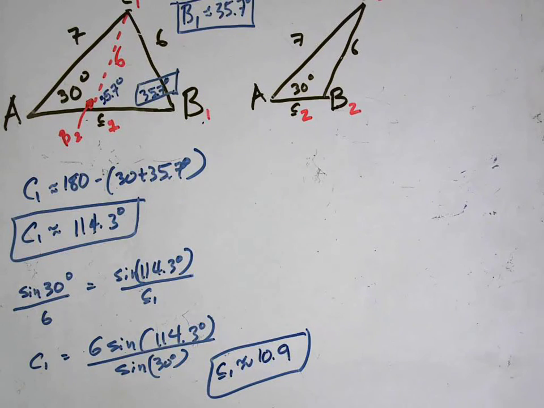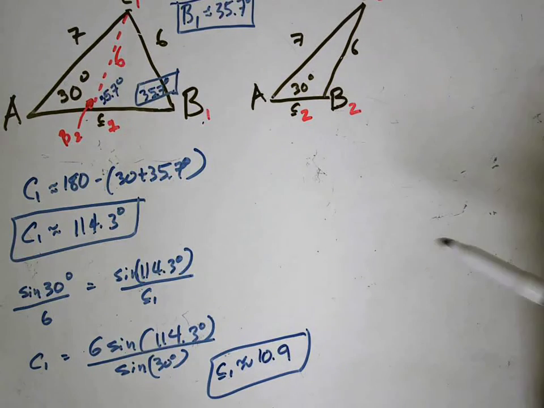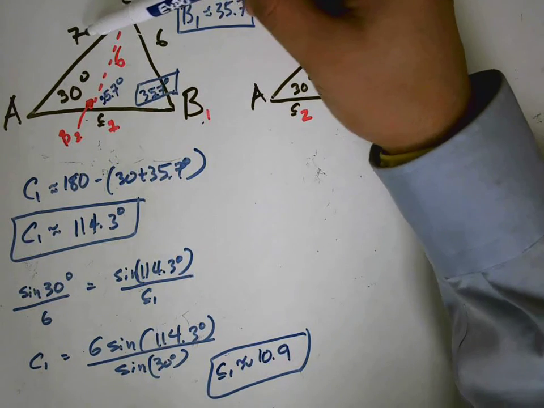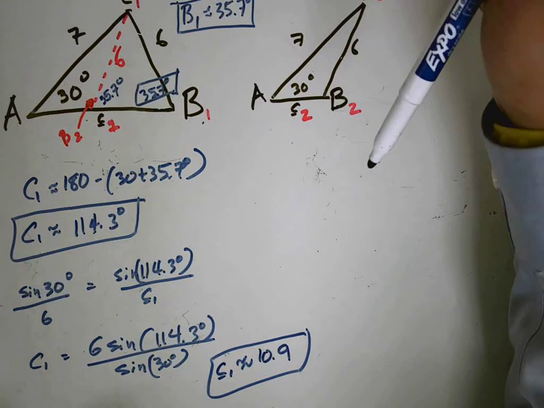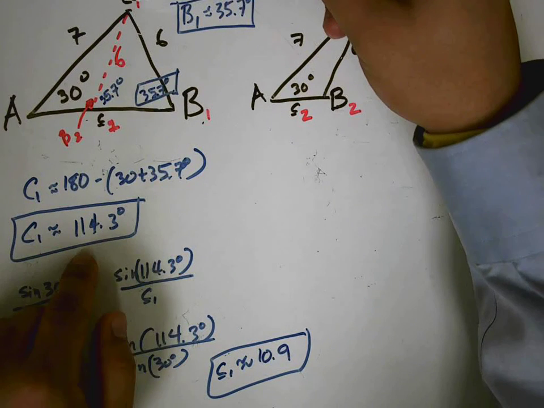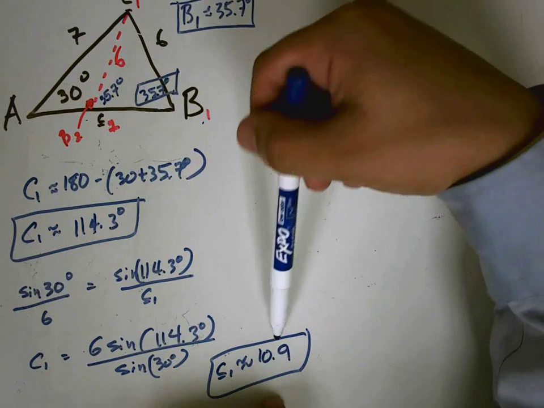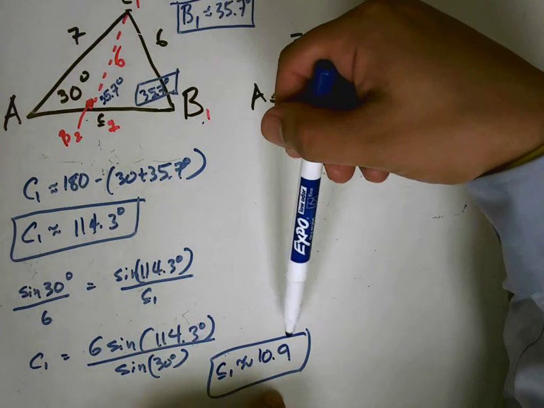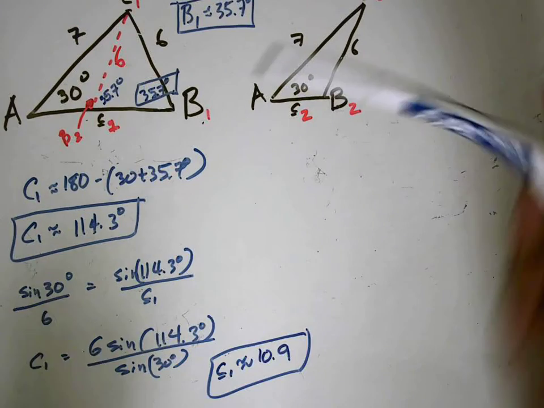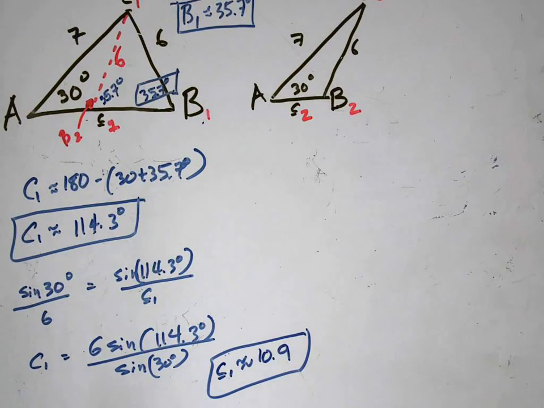And we also have to do a bit of a sanity check and make sure that the biggest sides and the biggest angles are opposite of each other. So C1 is 114. That's clearly the biggest angle. The side opposite of that, little c1, is 10.9, and that's bigger than the other sides. So it works. At least it's plausible. It's reasonable.